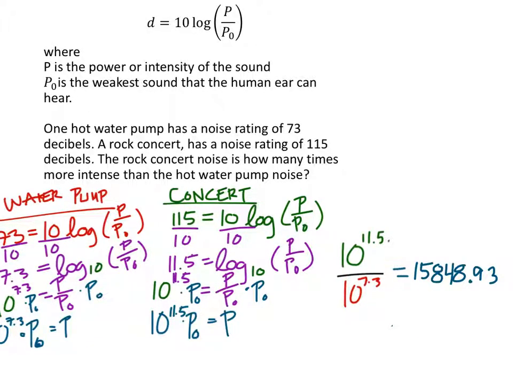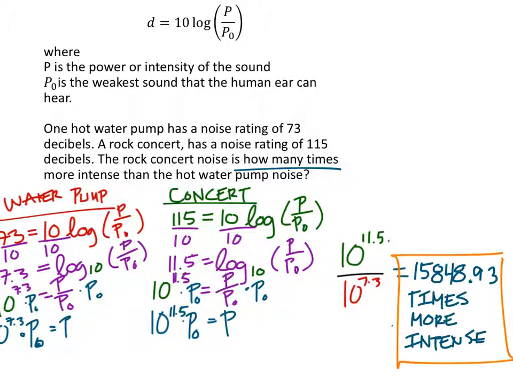So I got 15,848.93. They didn't tell us where to round, so we'll just keep it like that. But the label on this one, that's how many times more intense it is.